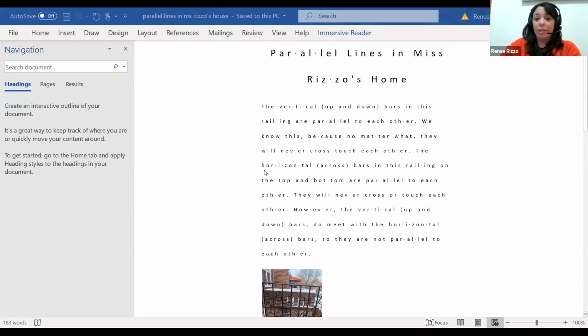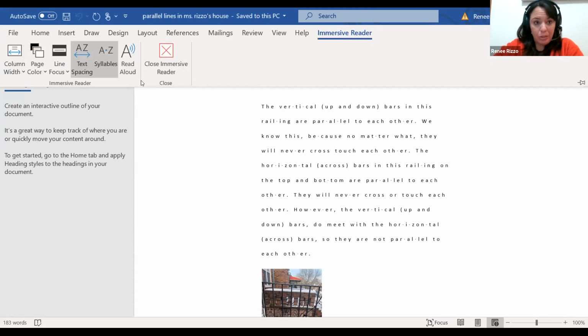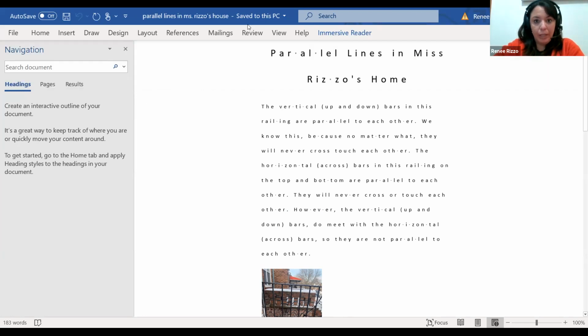I'm now sharing with you the Microsoft Word document I made. And when you go under View into Immersive Reader, there's an option to read aloud.